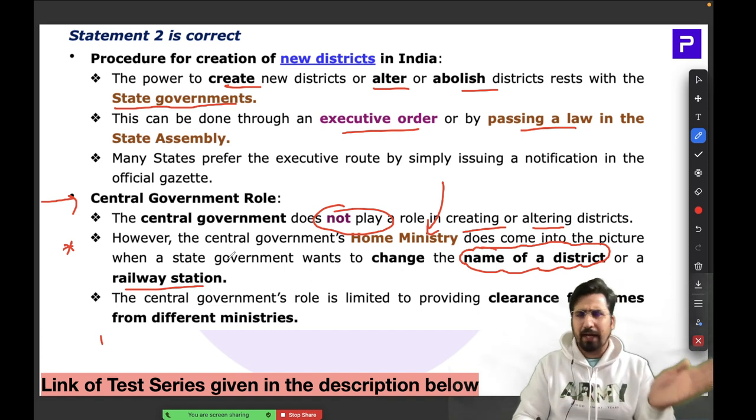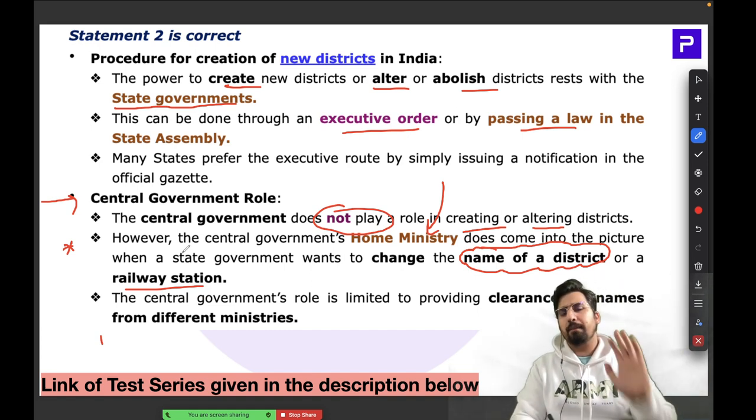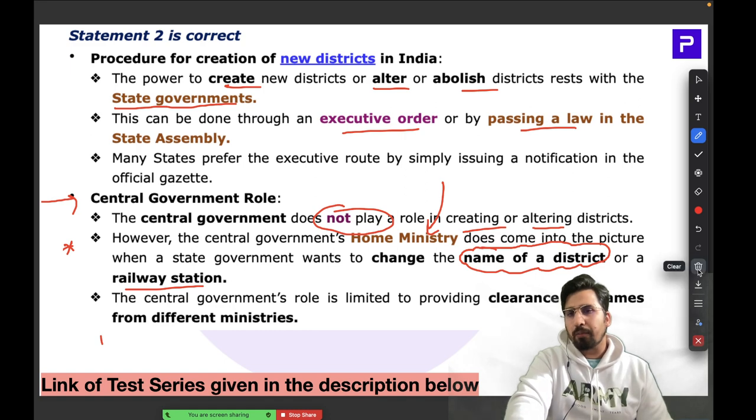But if you have to create, alter, or abolish, in that, it is all up to the state government.